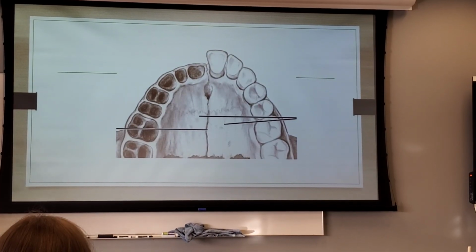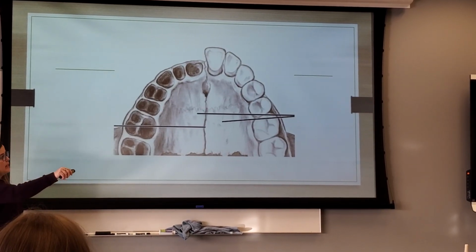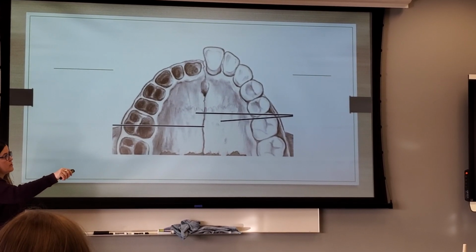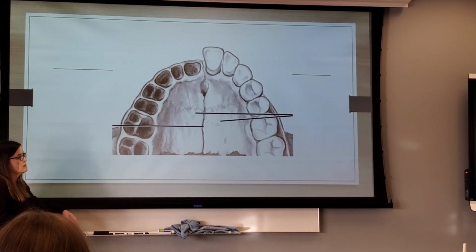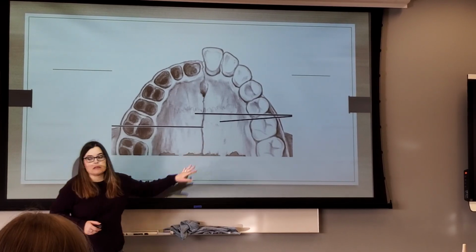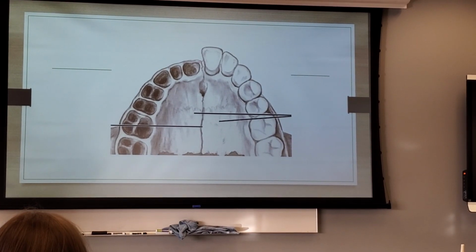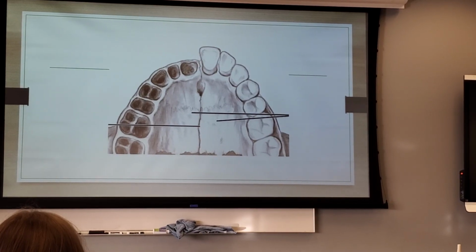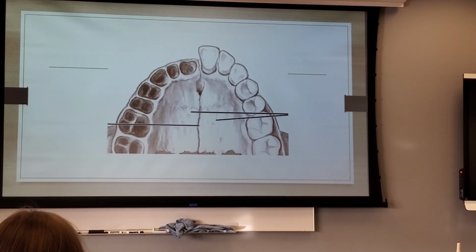So here's our primary palate, which is separated by a suture line, right? So this is all primary palate, and then this is all your secondary palate fusing together. And again, that's when the shelves go from vertical, flip, and come together.